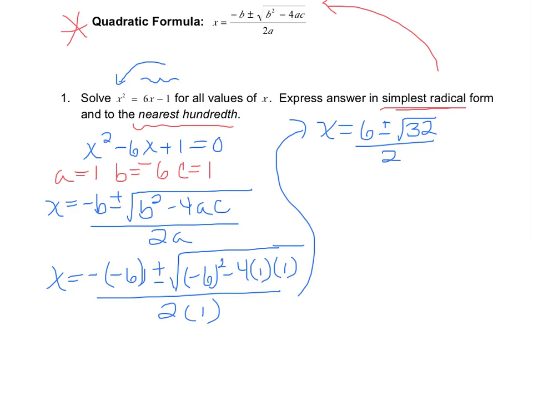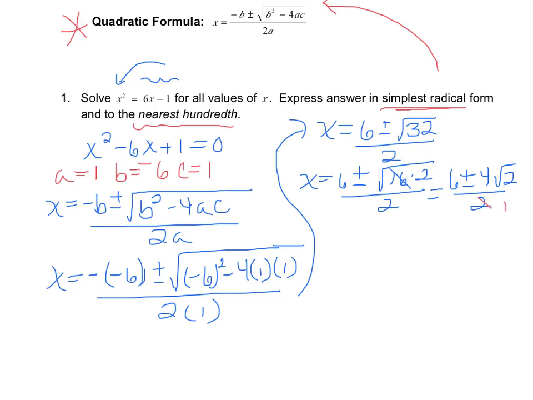So really, that's my answer, but now they're telling me I need to put it in simplest radical form and then to the nearest hundredth. Okay, let's simplify the radical. So x equals 6 plus or minus, what's the biggest perfect square that'll go into 32? You're correct, 16 times 2 over 2. So now I have 6 plus or minus, square root of 16 is 4, radical 2 over 2. Take a look at all those leading coefficients. Can they be reduced? Yes, they can by 2. 2 goes into 2 once, into 4 twice, into 6 3 times.